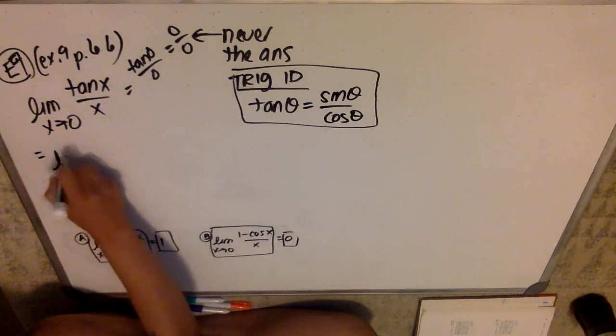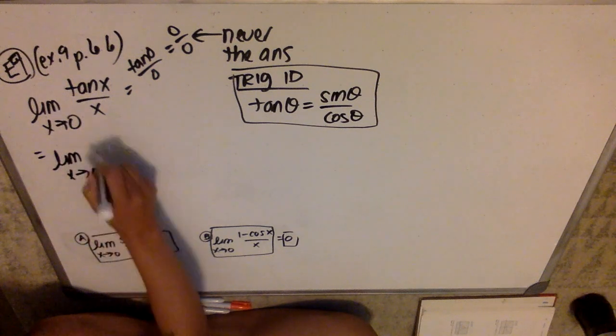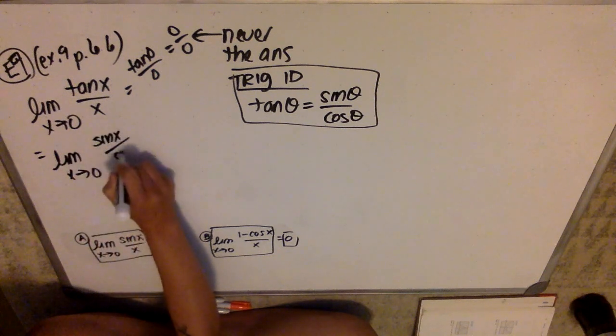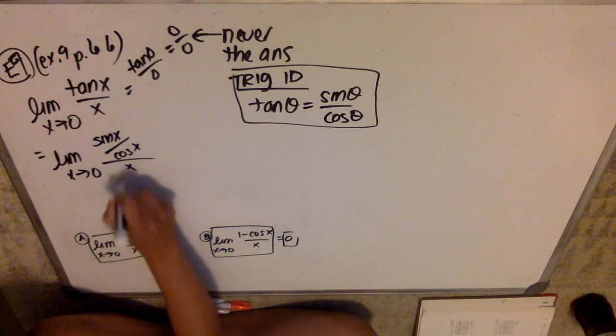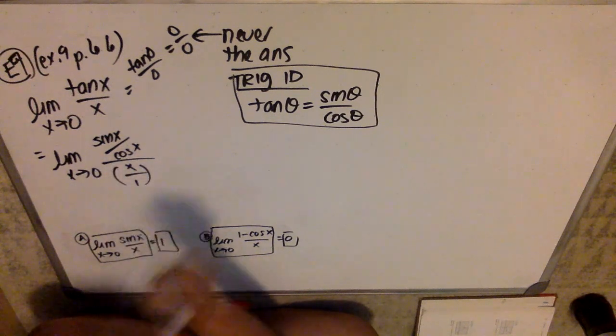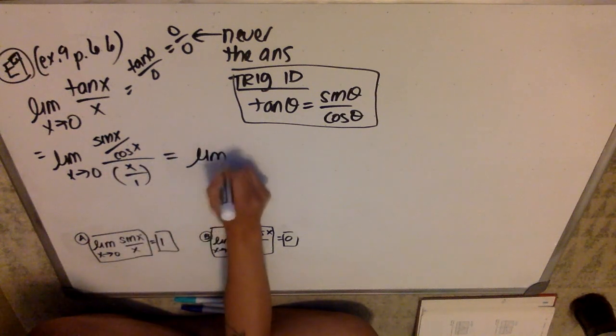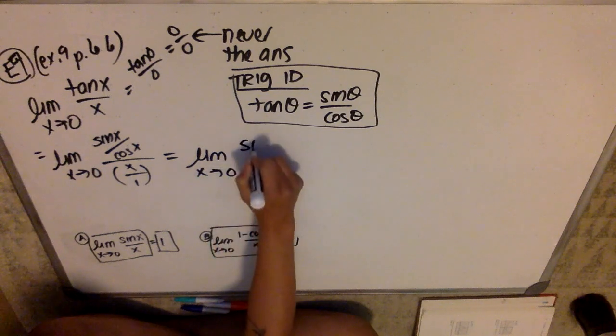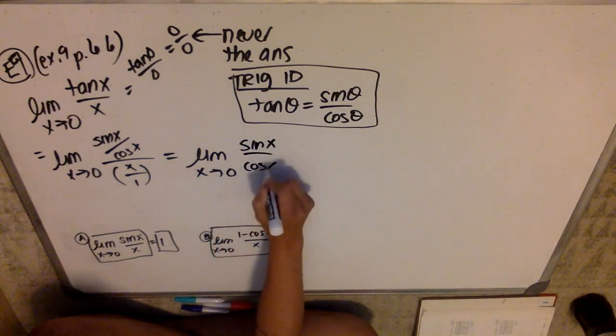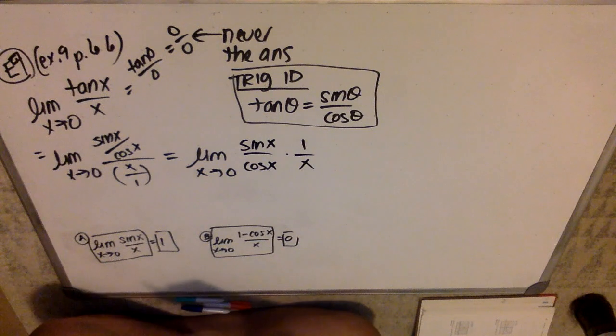So I'm going to rewrite this as the limit as x approaches 0 of a sine x on top of a cosine x, all on top of an x, which is really over 1, right? Everybody's secretly a fraction. So that means that this is the limit as x approaches 0 of sine x over cosine x times a 1 over x, right? Because when I divide by a fraction, I flip and multiply by the reciprocal.